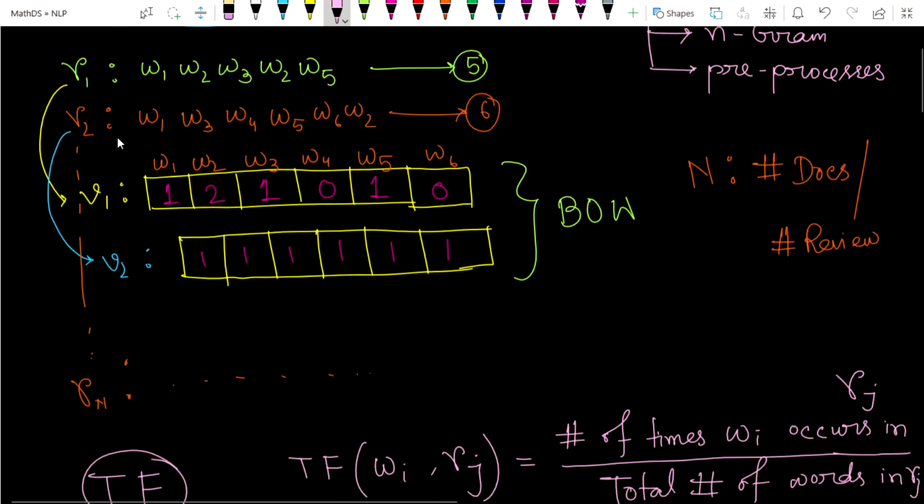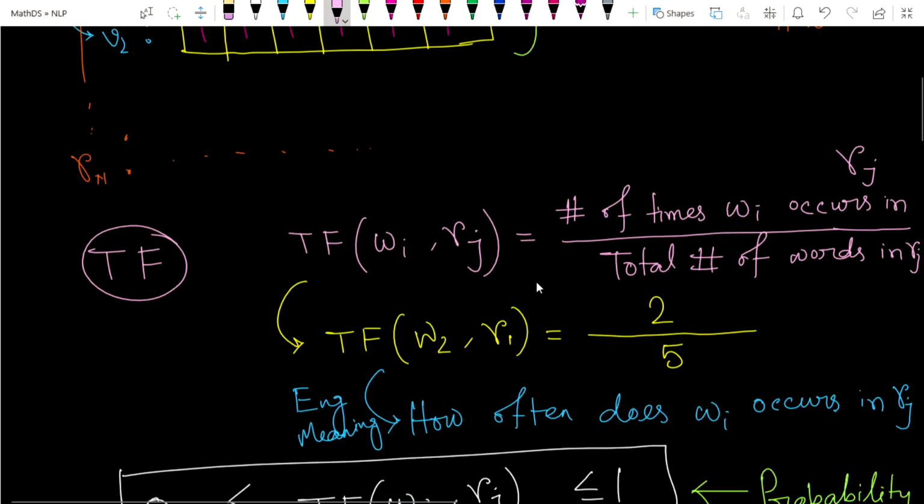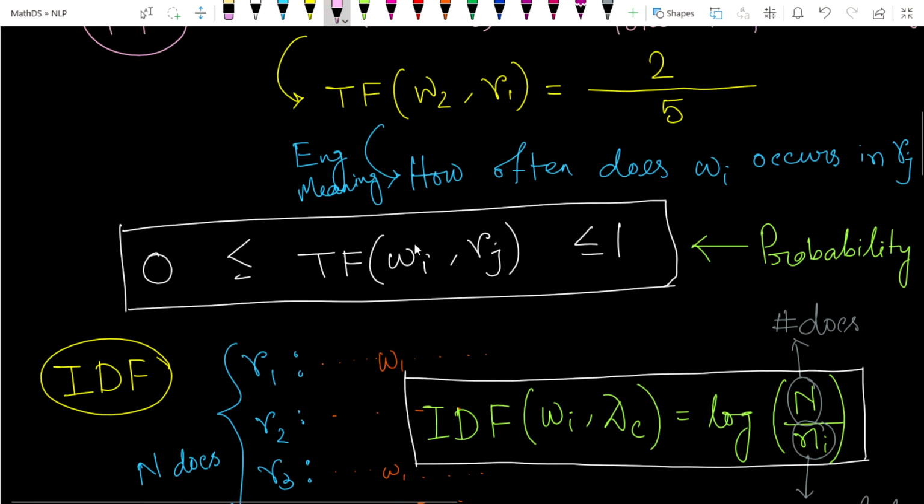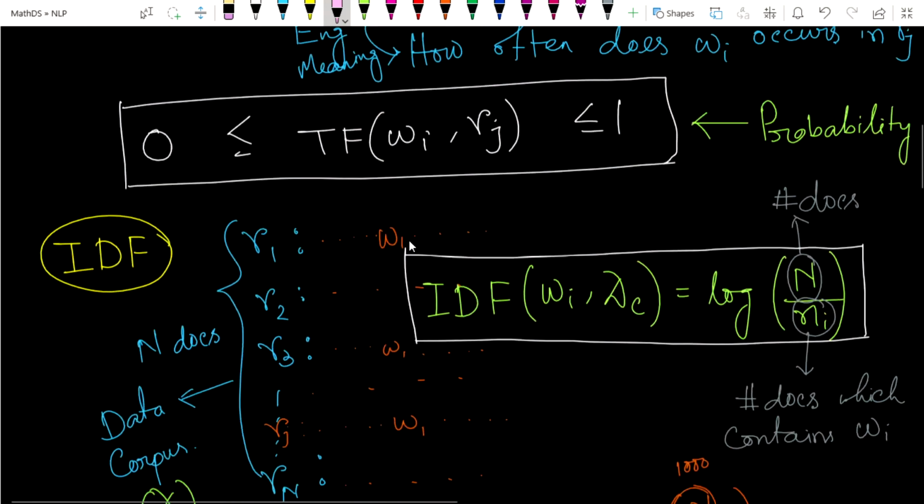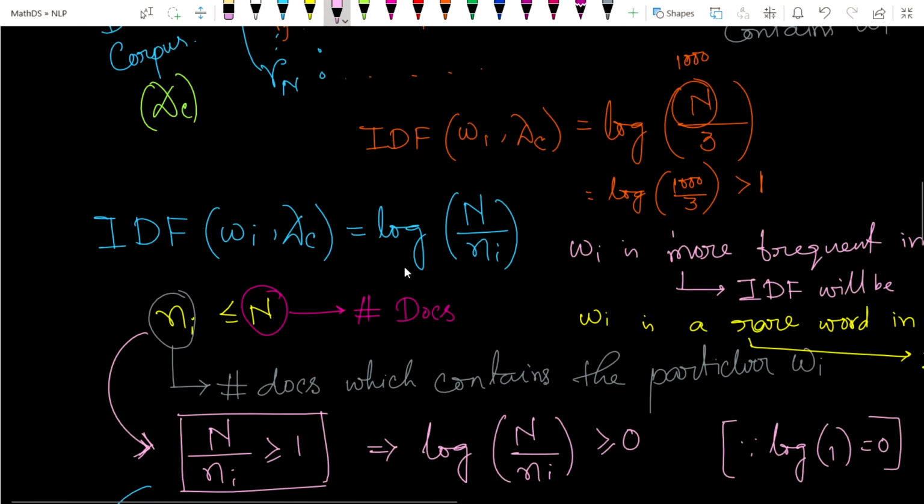In the next video, we will see why we use the log term in TF-IDF. Anyone can ask: sir, if it is inverse, then why am I not using the simple N by n_i? It is also an inverse formula, but why am I using this log? We'll see why I have actually used this log.